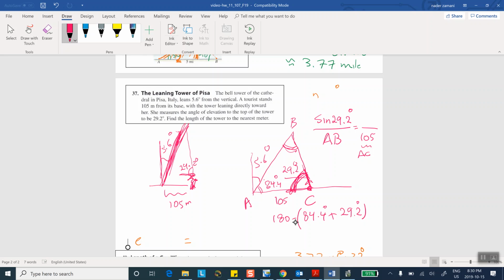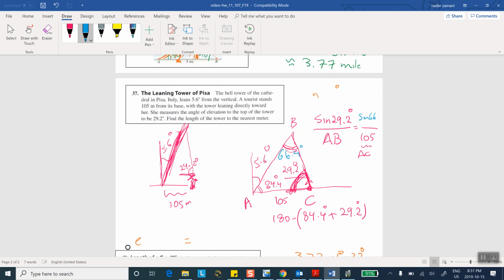Okay, so let me do this thing on my cell phone. That angle up there is going to be 180 minus 84.4 minus 29.2. That angle up there is 66.4. So this angle here, 66.4. I hope I didn't make an algebra error, but you work it out.